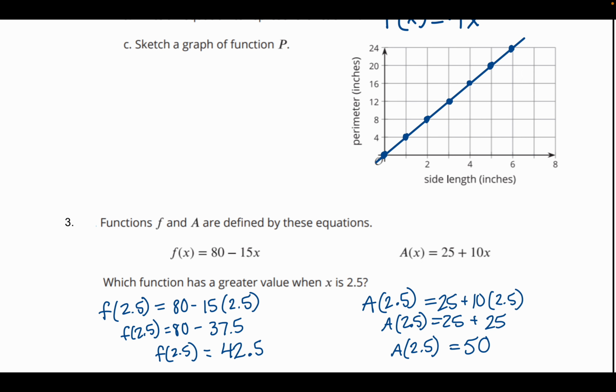So which has the greater output value? That's function A. So I am going to say function A. And this is what I'm going to put a little box around and consider this to be my answer. But I'm showing my work for each of these.